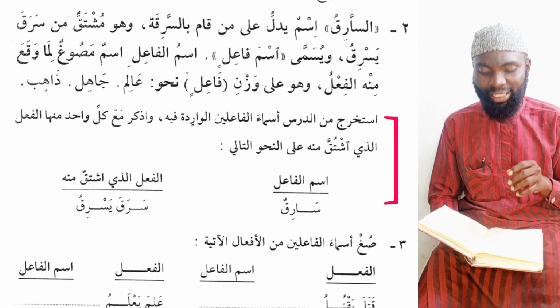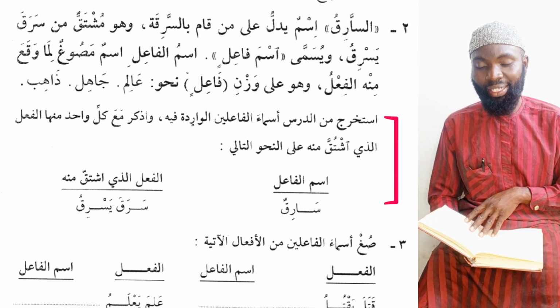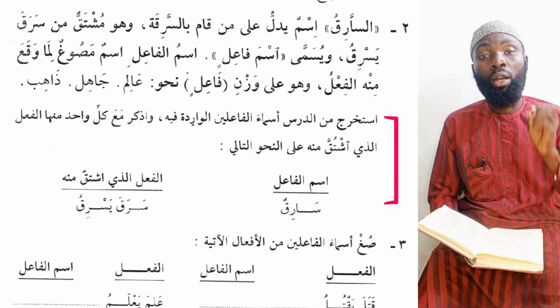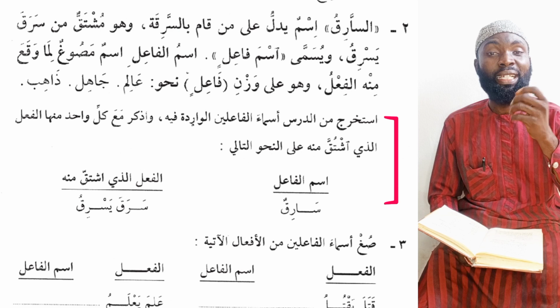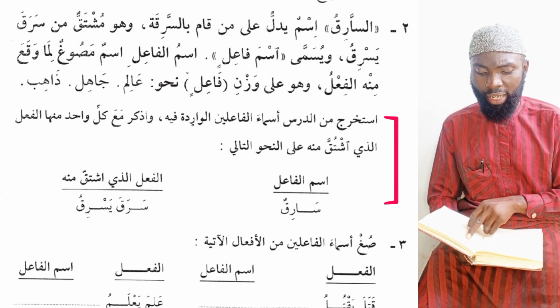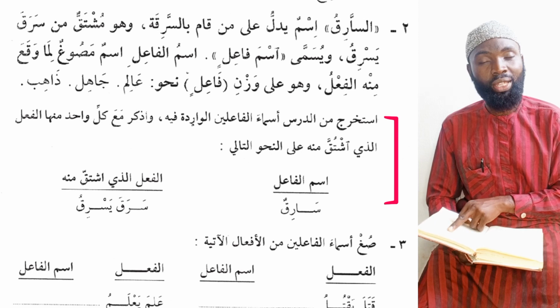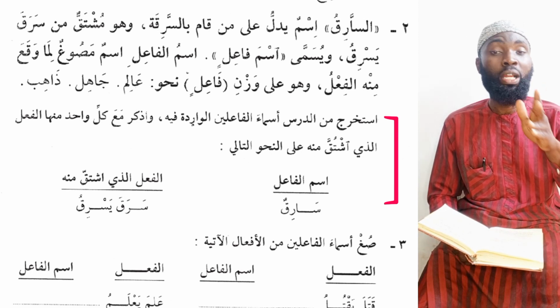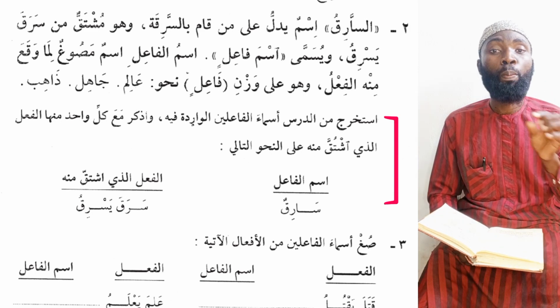The next one we have is istakhrij min ad-darsi al-fa'ilin al-warida fihi. You are to bring forth from the lesson all of the asma'ul fa'il, the nouns coming under the pattern of fa'il. وَاذْكُرْ مَعَ كُلِّ وَاحِدٍ مِنْهَا الْفِعْلَ الَّذِي اشْتُقَّ مِنْهُ عَلَى النَّحْوِ التَّالِي. Then, apart from bringing these words which come under the pattern of fa'il, you are also to bring forth the verbs which they are formed from.